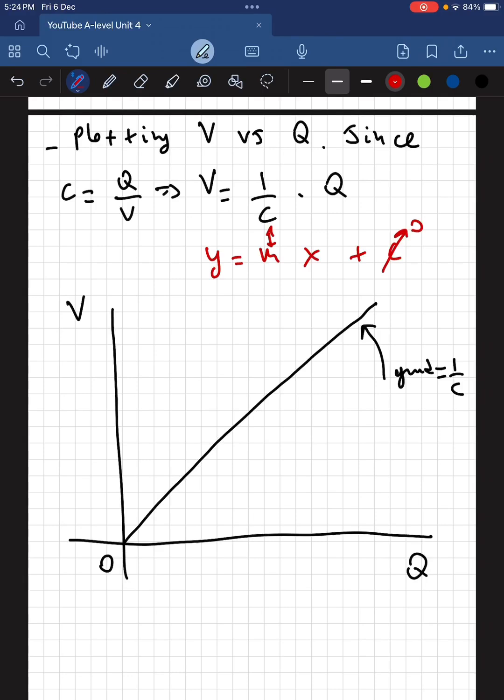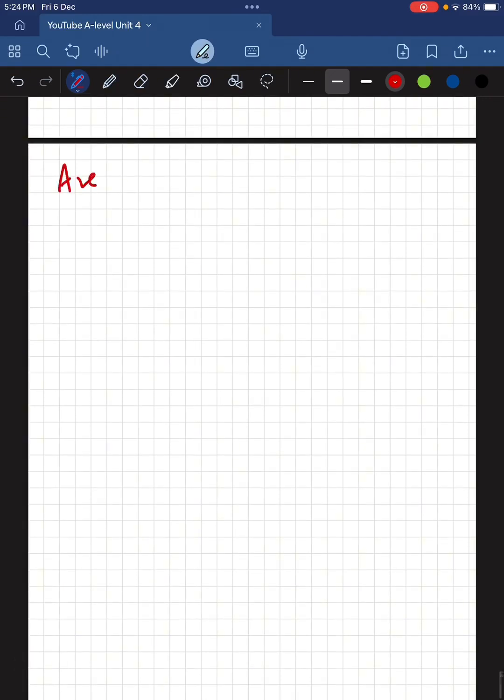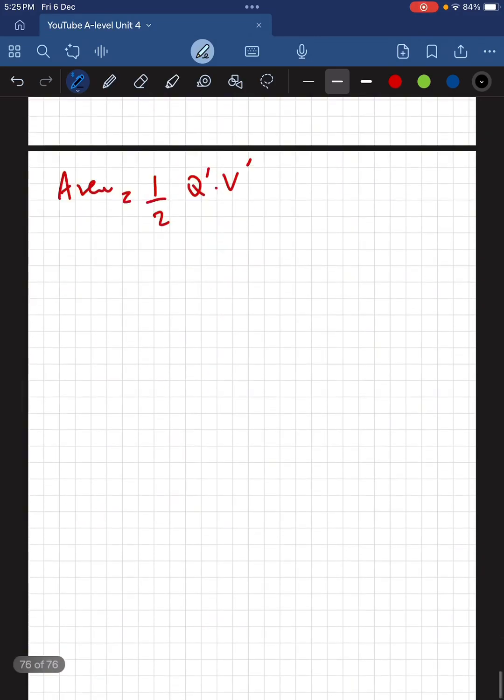Now the area under this curve is the area of a right triangle, right? So it's easy to find. If we call this some value Q prime, and this some value V prime, then the area is the area of a triangle, which is 1/2 Q prime times V prime. But remember when we talked about electricity, Q times voltage gives us energy. So what kind of energy is this? What does this express? It's the energy stored in the capacitor.